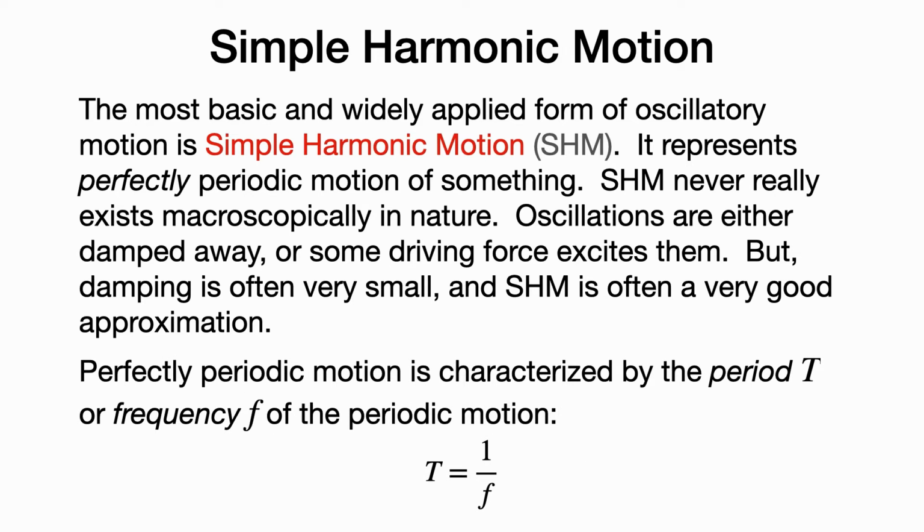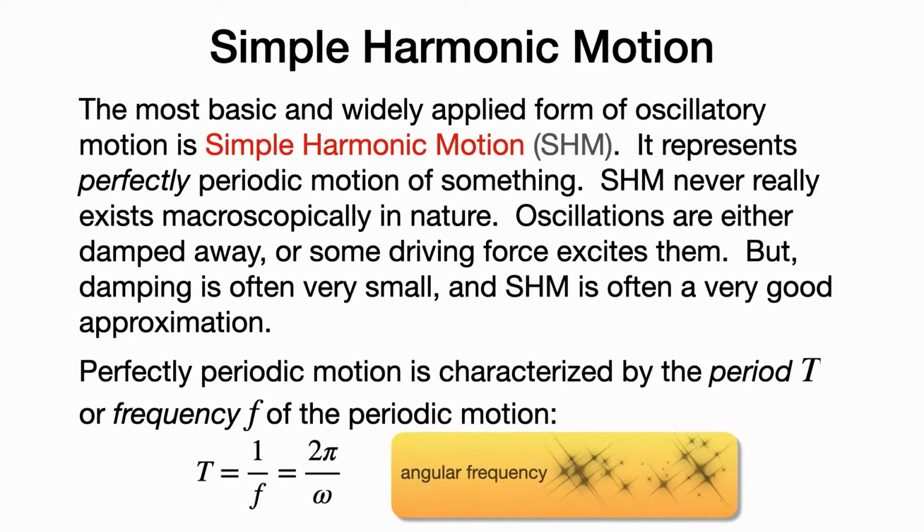Perfectly periodic motion is characterized by the period T or frequency f of the periodic motion, and these are simply related as the period is equal to the inverse of the frequency. It turns out that it is more convenient to represent periodic motion in terms of angular frequency, omega, which is related to the ordinary frequency by multiplying it by 2 pi. We've run into angular frequency before when we were considering rotational motion, and there is in fact a very deep connection between periodic motion and rotational motion.